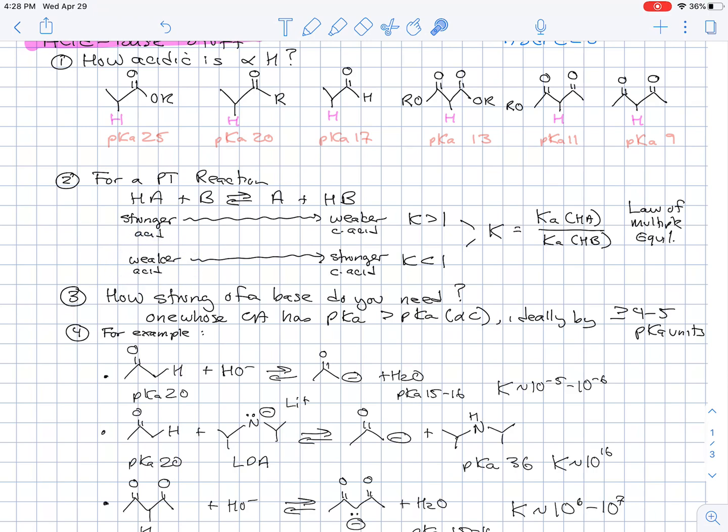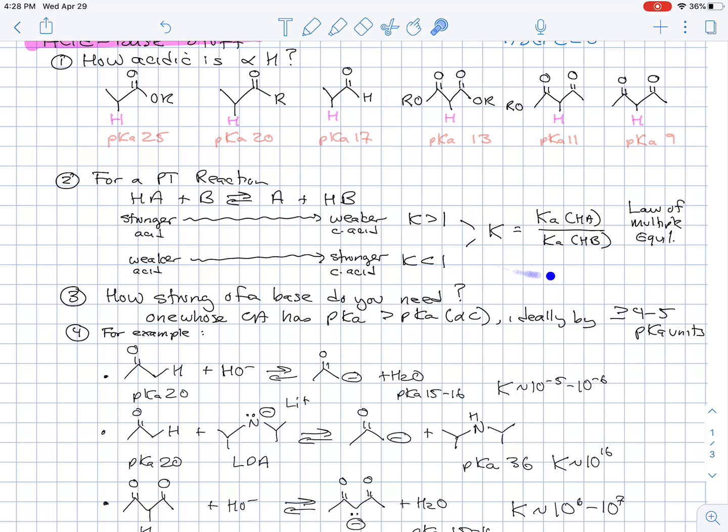Conversely, if you reverse this reaction, or if you just go from the weaker acid to the stronger conjugate acid, that's not thermodynamically favorable, and your equilibrium constant is going to be less than 1. That's really what you need to know.